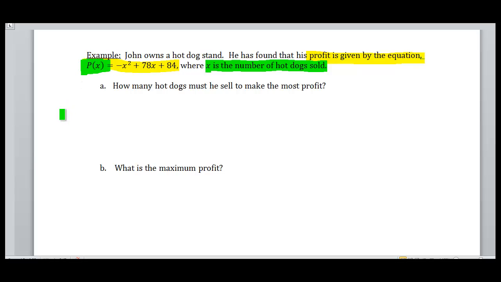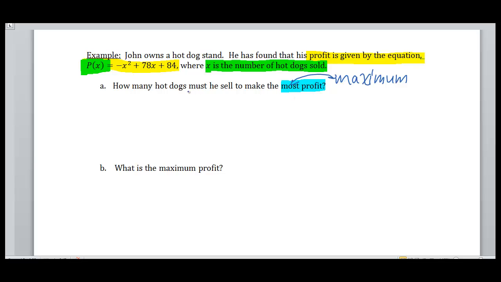All right. And so what this says is to find out how many hot dogs must he sell to make the most profit. The key word here is the most profit. All right. So I want to maximize, right? I'm looking for a maximum. Most is the same as maximum. Very similar. I want to know how many hot dogs must I sell in order to have the maximum profit.